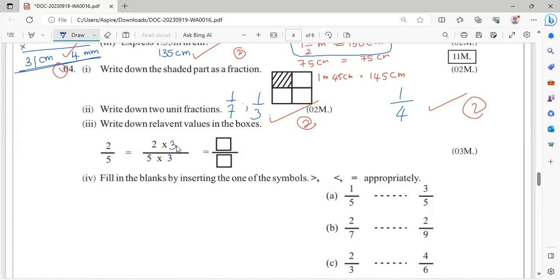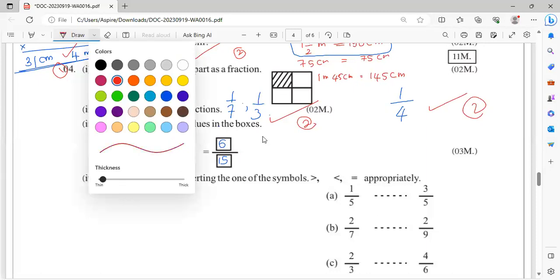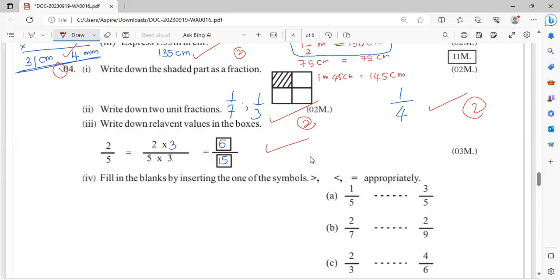So what is the answer? 2 into 3? 6. 5 into 3? 15. Okay. These are the suitable values for each box. If you have written each correct value, you are given 3 marks for 3 numbers.